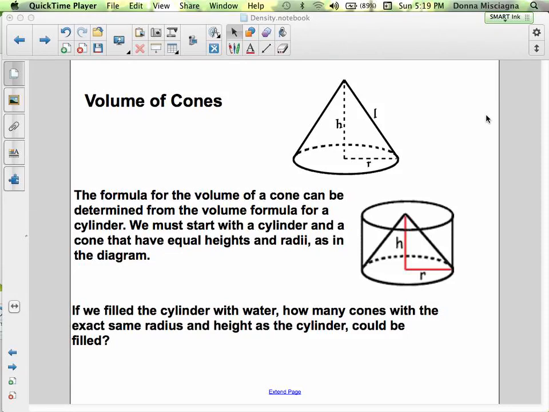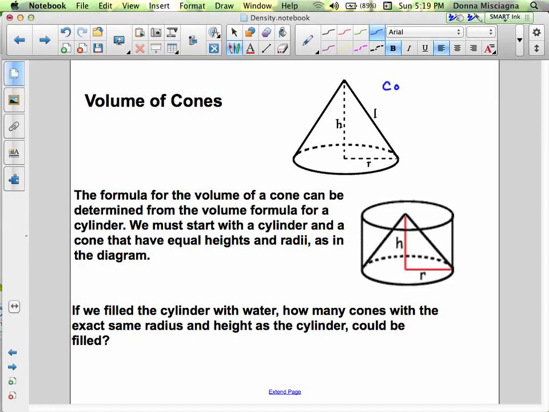So now let's look at volume of cones. In a lot of ways, a cone has some things in common with a cylinder and has some things in common with a pyramid. Right? So like a cylinder, a cone has a circle base. Like a pyramid, it only has one base.